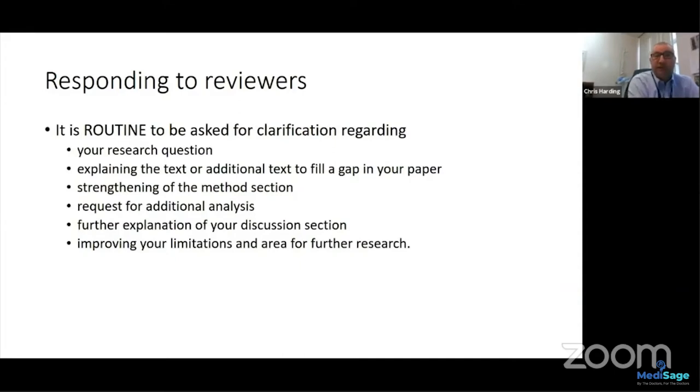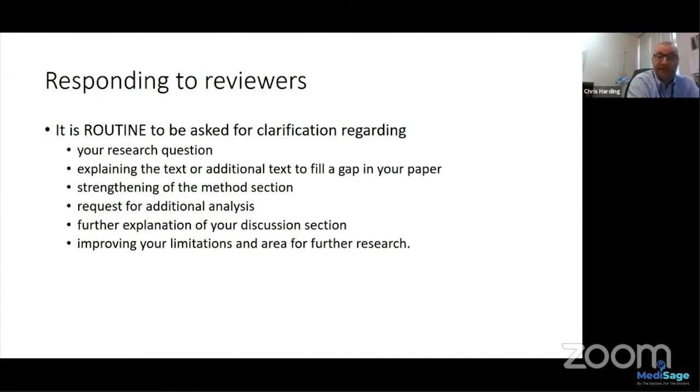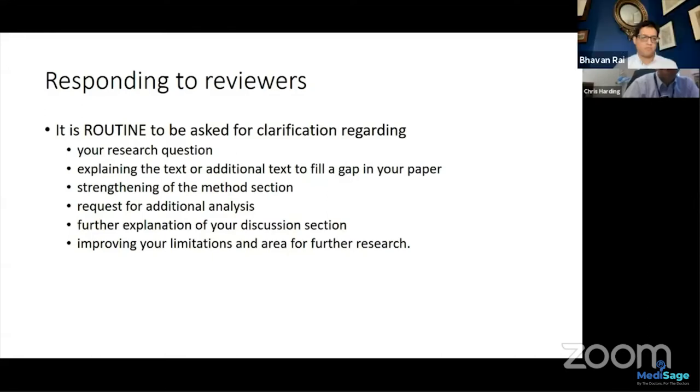It's absolutely routine to be asked for clarification regarding several different aspects of any manuscript. The research question is often queried, and you need to be able to state that explicitly. You may be asked for further explanation with regards to what's already in the text, or the reviewers may ask you to insert additional text to fill a gap in the paper. It's quite common to be asked further methodological questions, and a strengthening of the methods section is almost always required for any reviews. And within that may come an expansion of the results section as well, with additional analyses being requested by one or more reviewers.